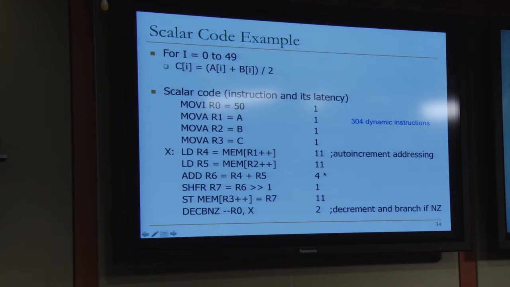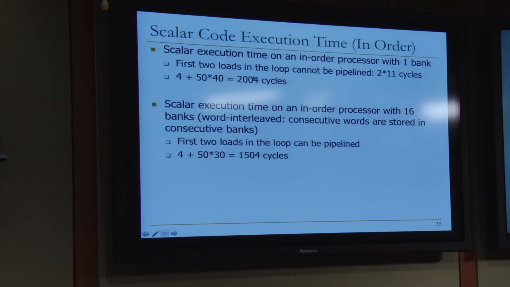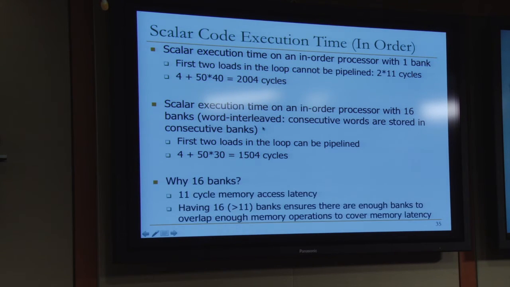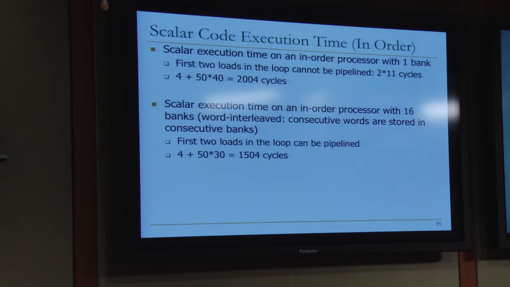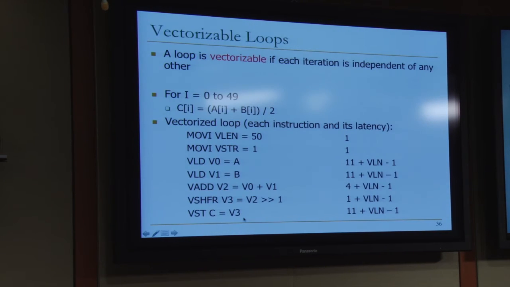Yeah, 15. Okay, does that make sense? You're really pipelining these two. Both of them complete in 12 cycles total. And as a result, you get 1504 cycles. So just by banking an in-order processor, you can significantly improve performance, right? That's 25% right there. That's the benefit of banking without even doing vector execution. Now we're going to look at vector execution soon. I think I already told you why 11 banks, so we're going to get back to that.